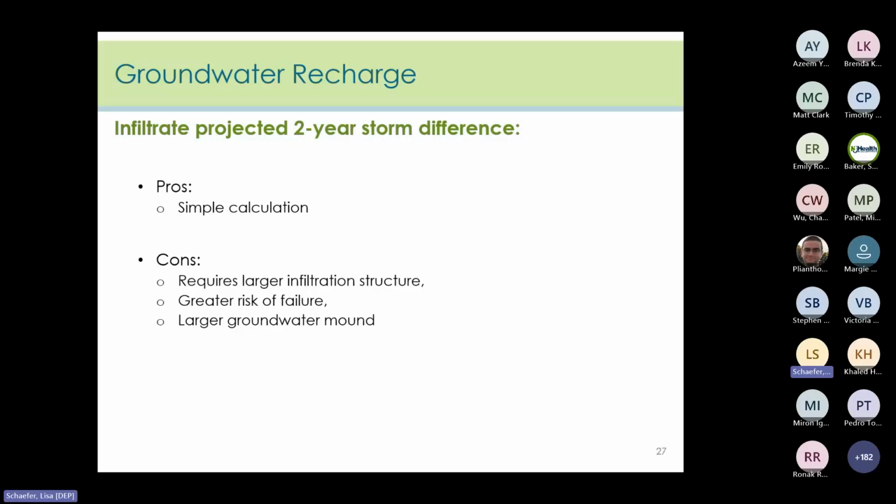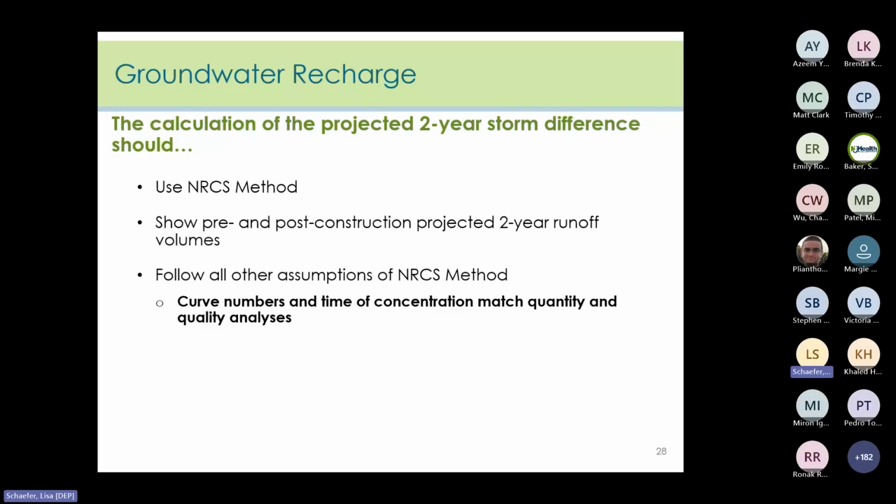If the option to infiltrate the difference is selected, it's a relatively simple calculation, but it usually means a larger infiltration structure is needed. That could mean a greater risk of failure, as well as a larger groundwater mound in the hydraulic impact analysis that is required. Review would make sure that calcs use the NRCS methodology and show both the pre and post construction projected 2-year runoff volumes, and the curve numbers and the time of concentration should match the quantity and quality calculations used elsewhere in the modeling.